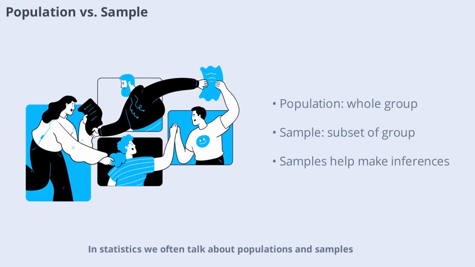In statistics, we often talk about populations and samples. A population includes all members of a group we want to study, like every student in a school. A sample is a smaller group selected from the population, such as just one class. Since it's usually impossible to study an entire population, we use samples to make inferences. Understanding the difference helps us know how reliable our conclusions are and how much they might vary.